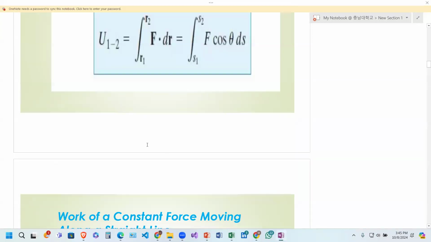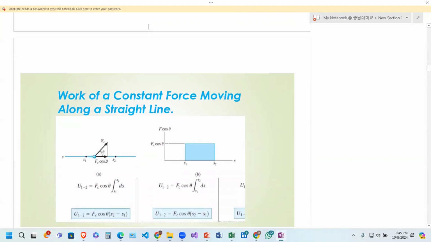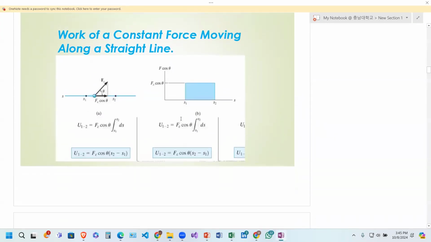Let's continue and look at work of a constant force moving along a straight line. We may have a constant force pulling, like in the previous example we saw in lecture 5, where we saw a plate being pulled by a constant force. So now we have work of a constant force moving along a straight line. How do we determine the work done by that force?